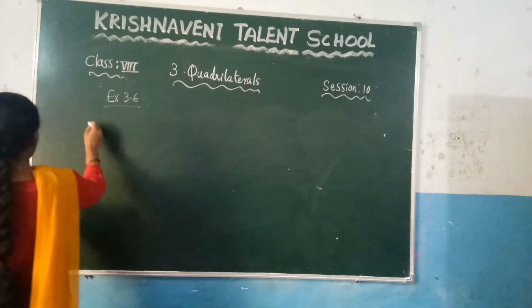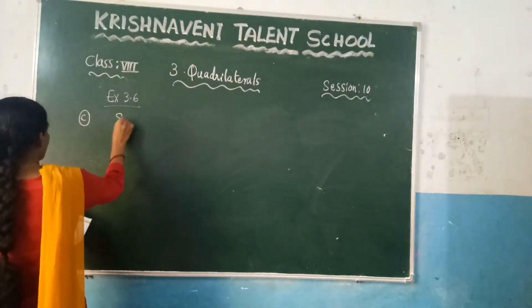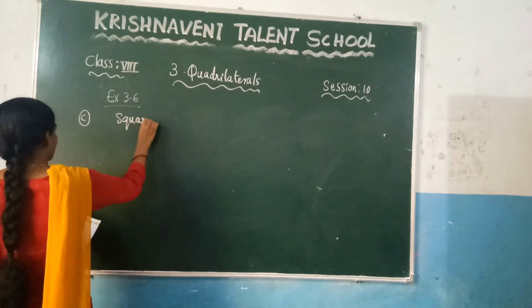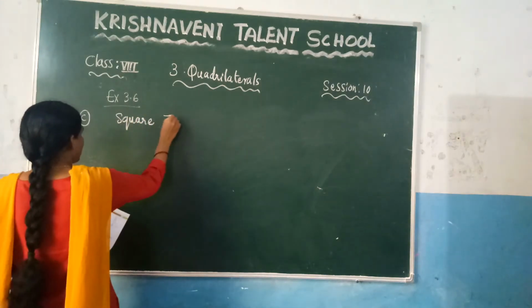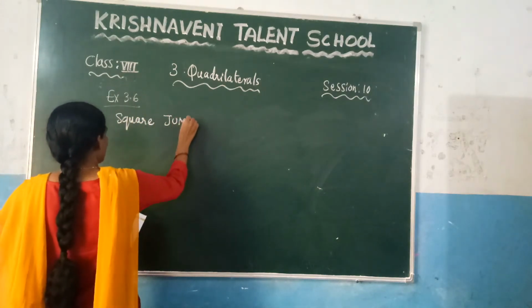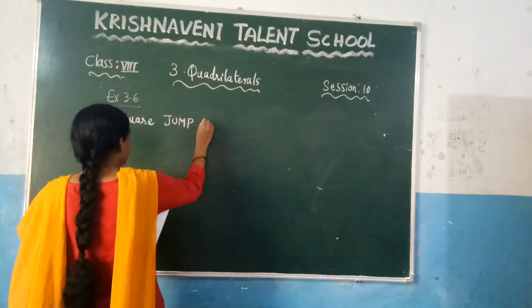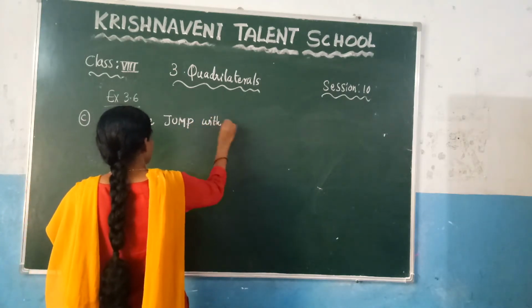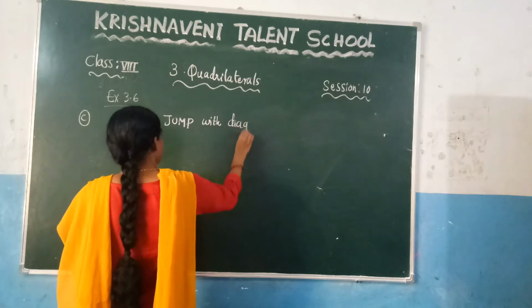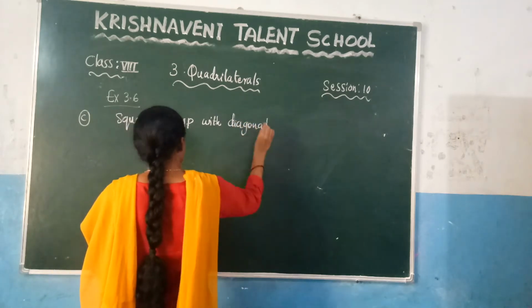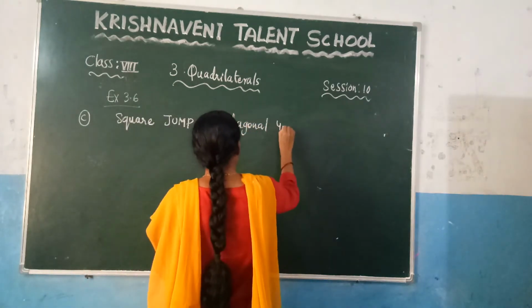Now see the next question. So what is the third question given here? You need to construct the square, and the name of the square they have given as jump, with diagonal 4.2 centimeters.